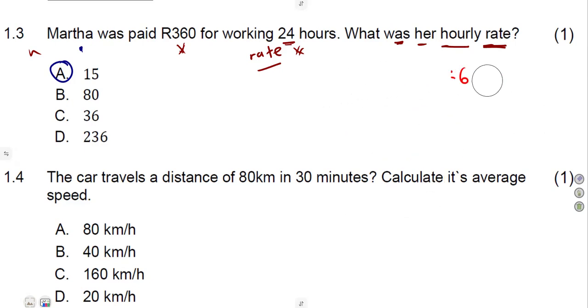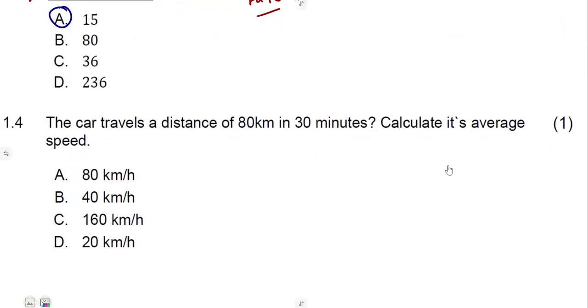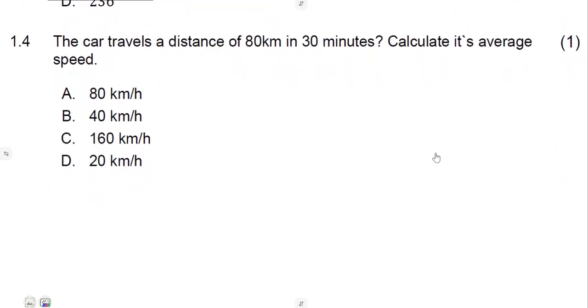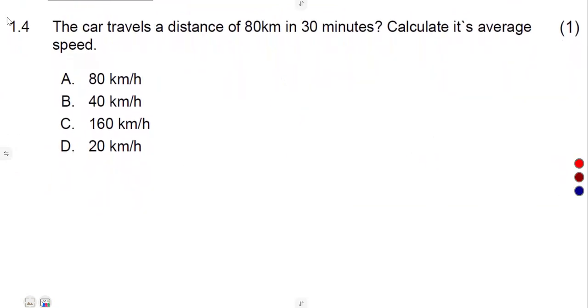So as we can see, there are so many ways of answering these questions. All right. 1.4. The car travels a distance of 80 kilometers in 30 minutes.